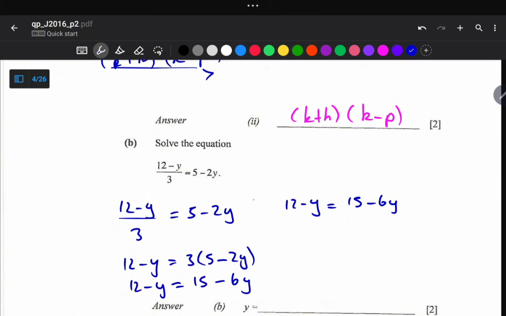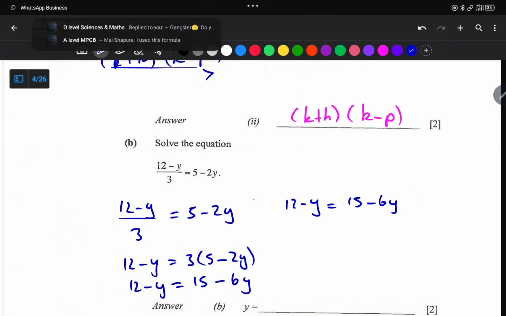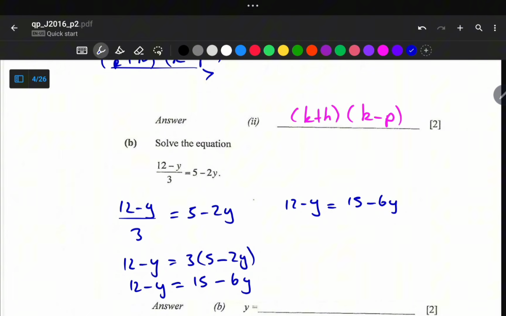For us to solve the equation, we want to make the coefficient of y positive 1 and the power of y positive 1. So we are going to collect terms that depend on y to one side of the equation, and those terms that are independent of y to the other side. So it is now 6y minus y being equal to 15 minus 12. So 6y minus y gives us 5y being equal to 15 minus 12, which is equal to 3. So y is equal to 3 over 5.